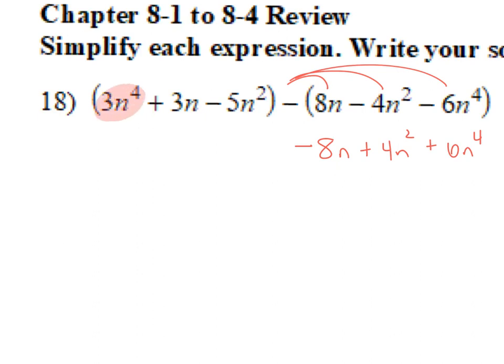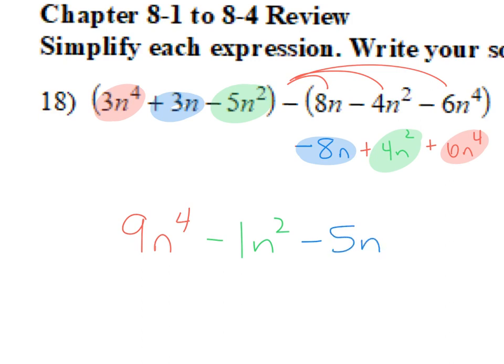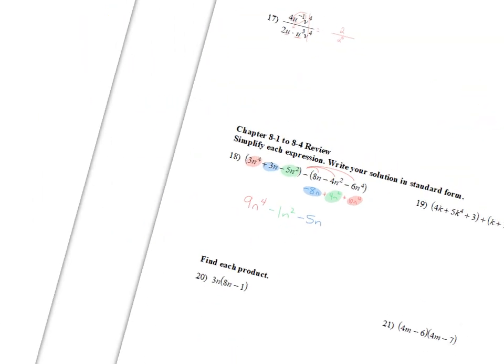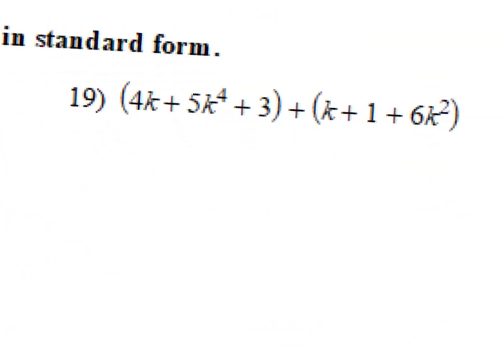I'm going to put my n to the 4th together because it does say standard form. So start with your biggest exponent. So I get 9n to the 4th. Then on the next one here, I've got 4n squared and negative 5n squared. So when I put those together, I get a minus 1n squared. And then on the next one here, I've got a 3n minus 8n. So I have a negative 5n. And that's your answer.